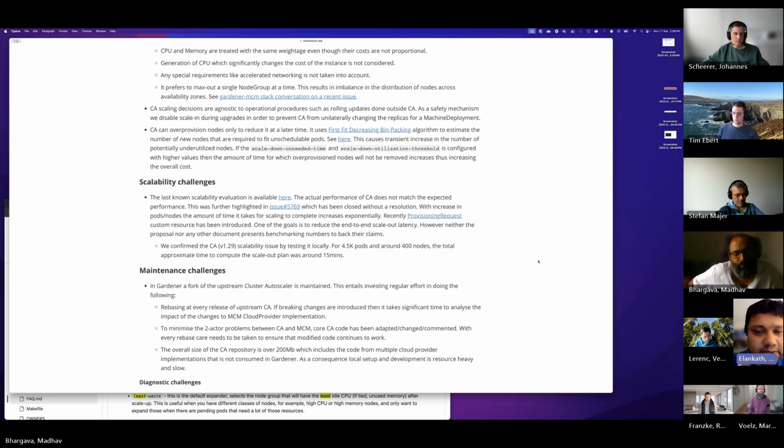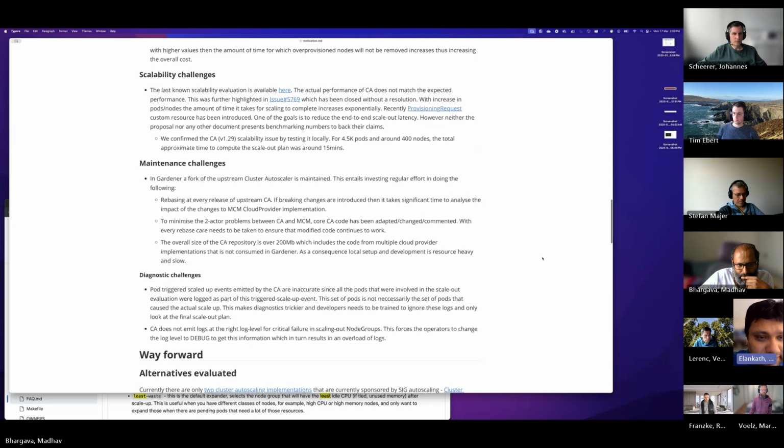When we tried it out ourselves, we found that for 4.5K pods and 400 nodes, the total approximate time was around 15 minutes. So this is reproducible locally. If you take varying types of pods, especially with taints and tolerations, then you realize that the CA run-once loop takes a very long time in analysis. This is somewhat acknowledged to an extent, and they have also made some proposals like this provisioning request, and we need to verify with benchmarks how improved their fixes are.